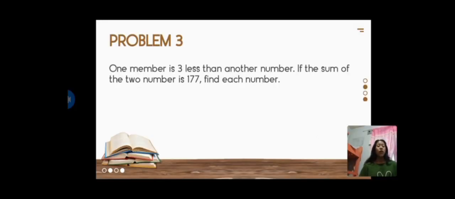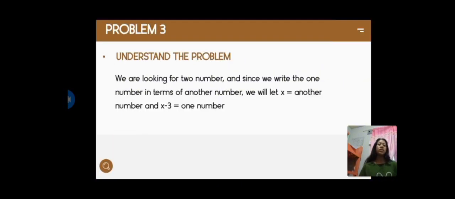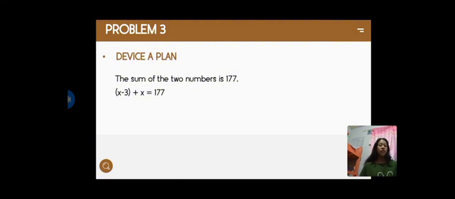Problem number 3. One number is 3 less than another number. If the sum of the two numbers is 177, find each number. First, we understand the problem. We are looking for two numbers, and since we write one number in terms of another number, we let x equal another number and x minus 3 equal one number. After that, we devise a plan. The sum of the two numbers is 177, so x minus 3 plus x equals 177.